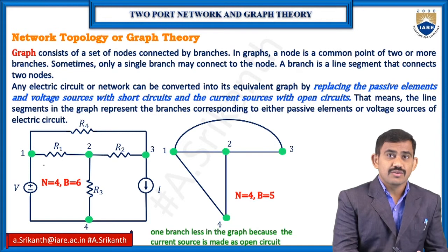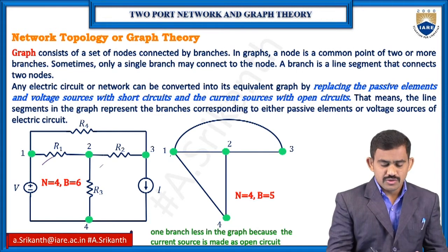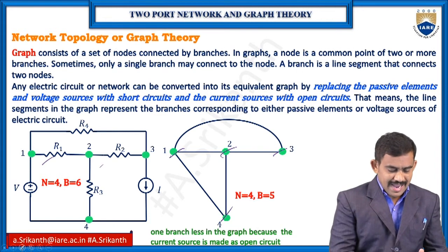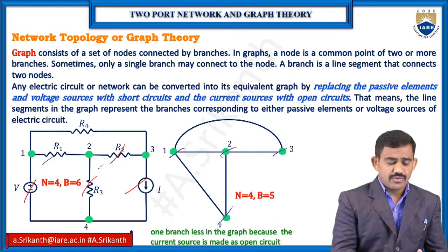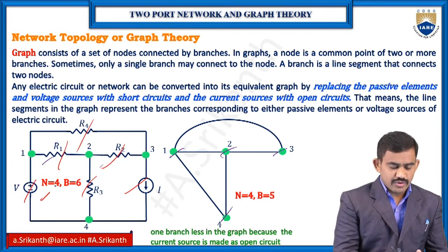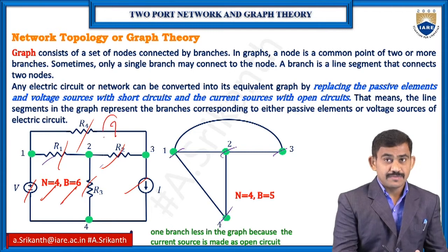nodes, for this circuit we have 1, 2, 3, 4 nodes. So 4 nodes, 1, 2, 3, 4 nodes. And branches, we have 1, 2, 3, 4, 5, 6 branches. So 4 nodes, 6 branches for this circuit.